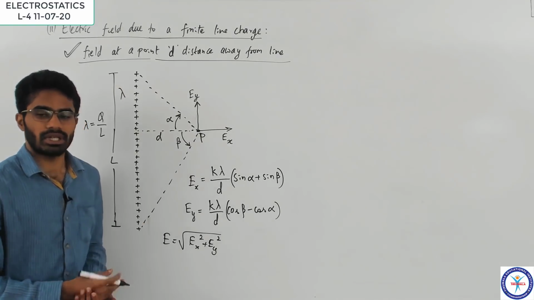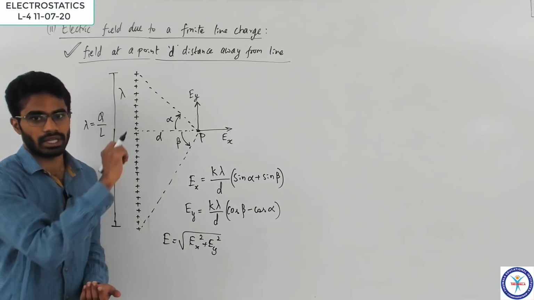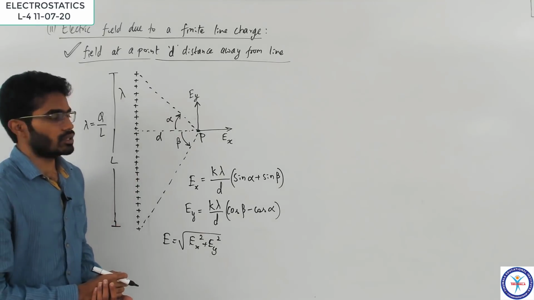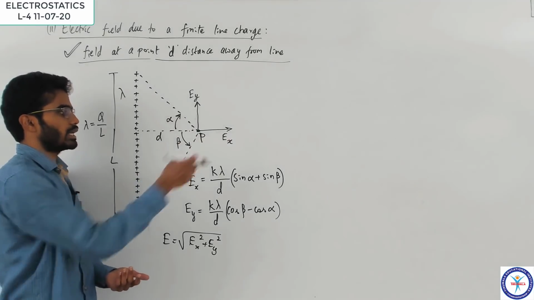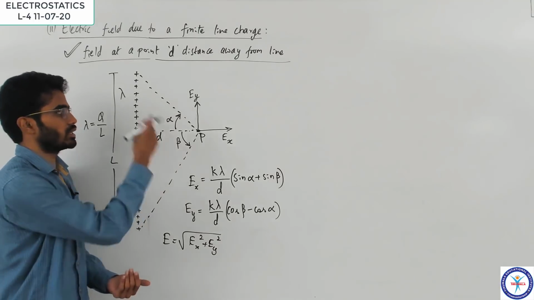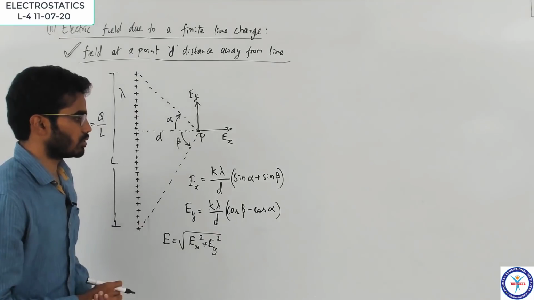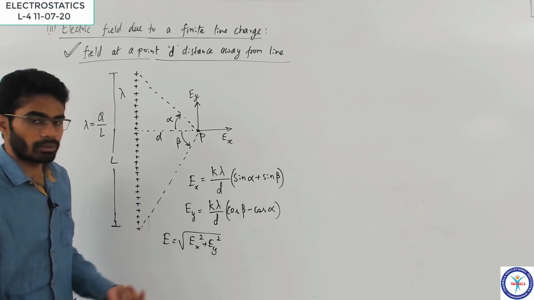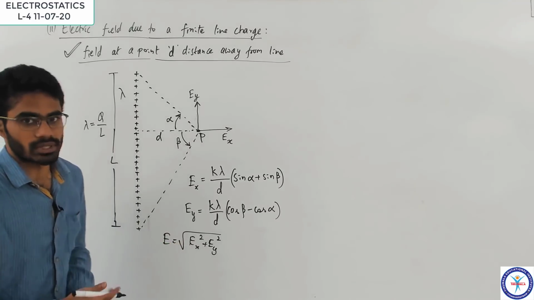The derivation can be done in a simpler way. In the earlier case, we took an elemental charge, calculated the field and integrated it. Similarly, we can do the same thing here. We'll integrate the horizontal components first and then the vertical components, and we'll finally get these equations. But let us not go into derivation now. The resultant field can be given by the square root of Ex square plus Ey square. But how do we use this?